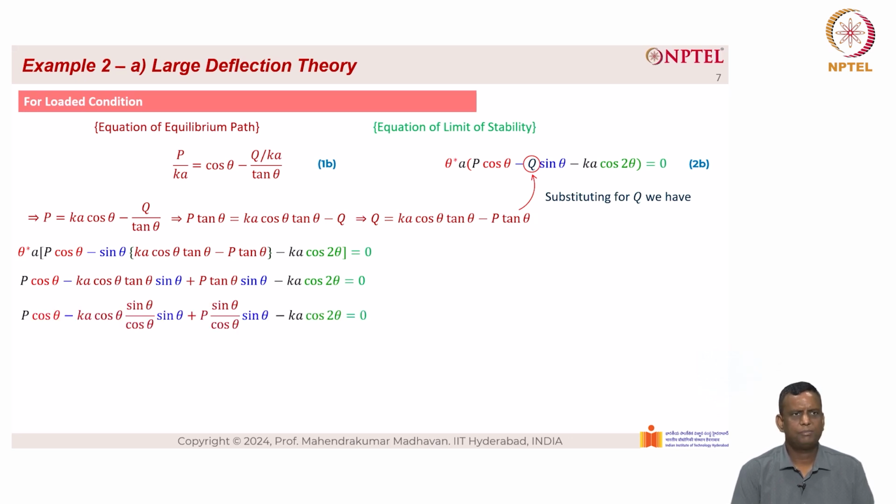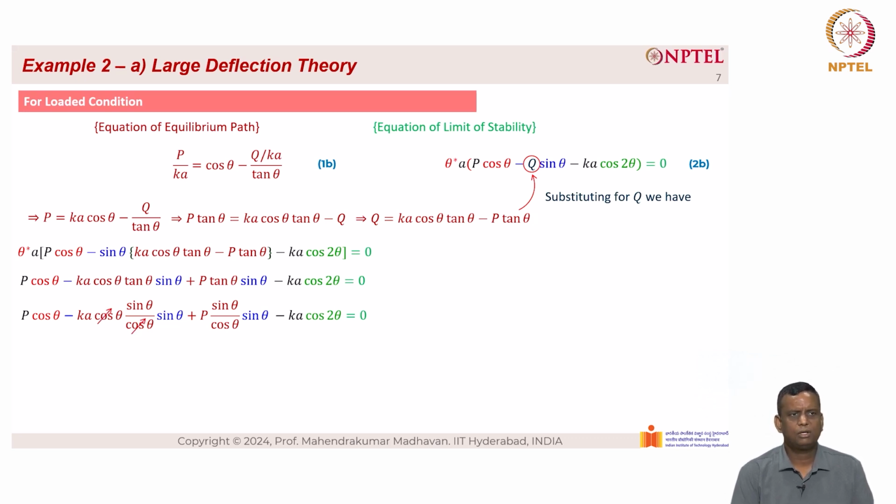So when we simplify this further, we can say that either the terms in the bracket can be 0, or θ* A equals 0. But A is a definite value, which is the length of the rod, and θ* is the definite value required to introduce perturbation. So they cannot be 0. Hence the equation in the bracket should be equal to 0, which indicates that P cos θ − K_A cos θ tan θ sin θ + P tan θ sin θ − K_A cos 2θ is equal to 0. So we can simplify this further.